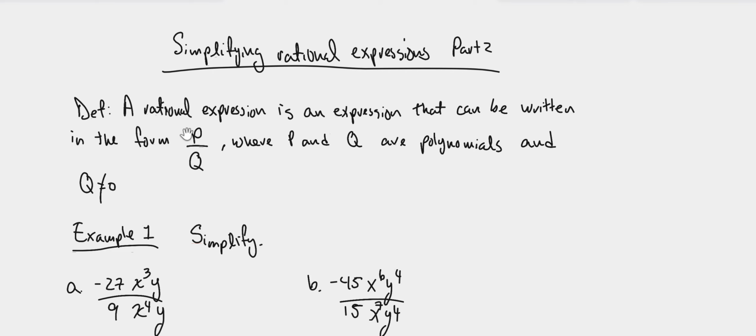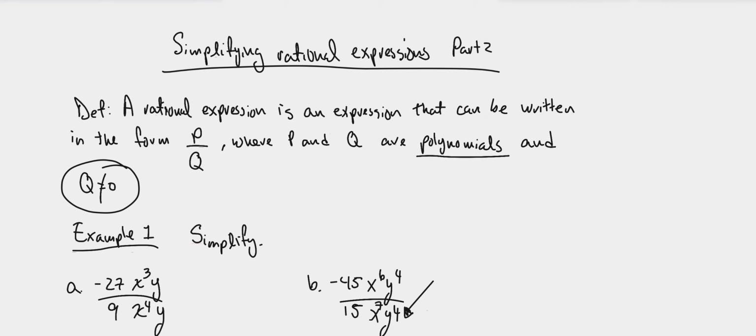Now, let's start with a definition, okay? A rational expression is an expression that can be written in the form P divided by Q, where P and Q are polynomials. And check this out, Q cannot be equal to 0. That means that the denominator, this value down here, cannot be equal to 0.